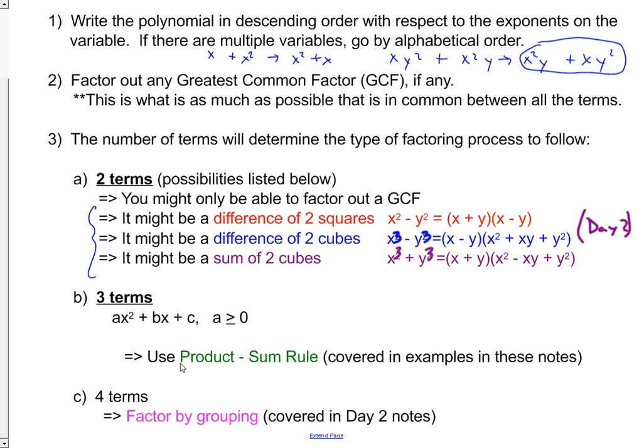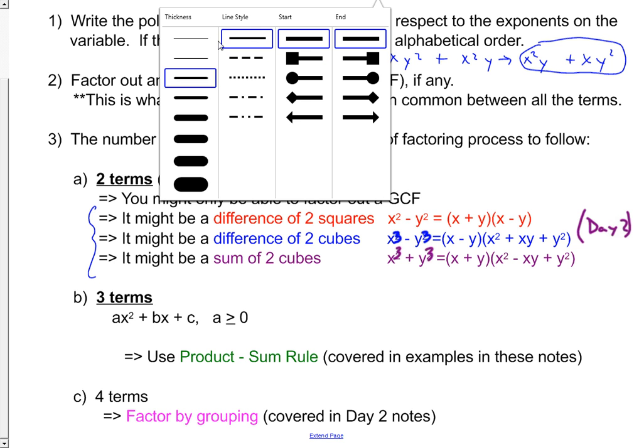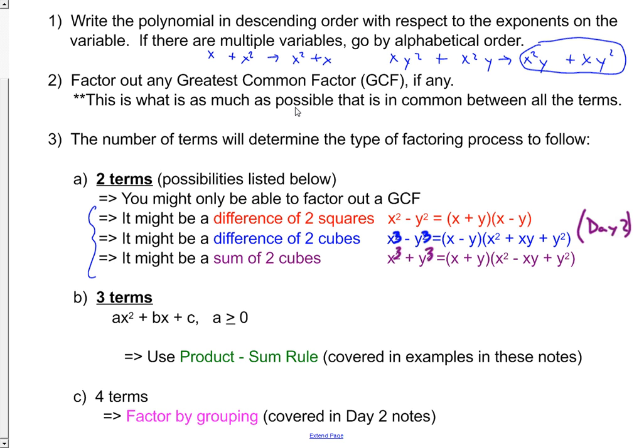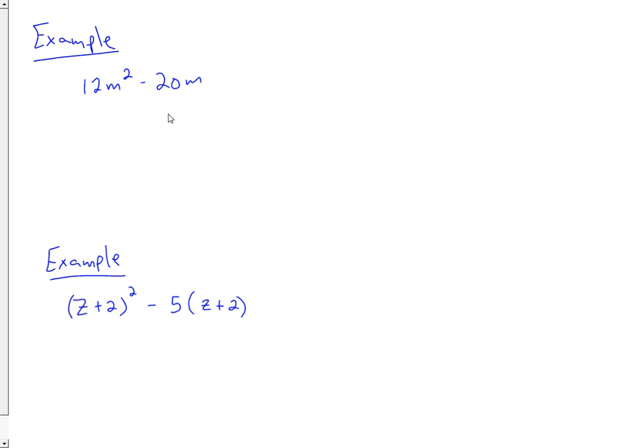And if there are 4 terms, we would do a process called factor by grouping, which is also going to be covered in day 2. Okay, but we need to know that there are different types of factoring depending on how many terms you have in the polynomial. All right, so let's look at some examples.